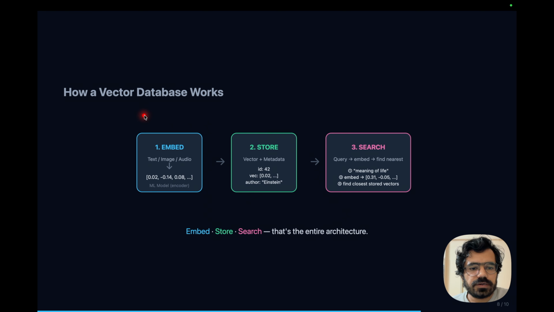How does a vector database work? It works in 3 steps. Very first is embedding. You have your input text, image, audio, or any form of raw data, which is passed to an ML model or encoder model, which gives you a vector as output. Second, you take those vectors along with some metadata and store them in a vector data store. This is the piece we are planning to build.